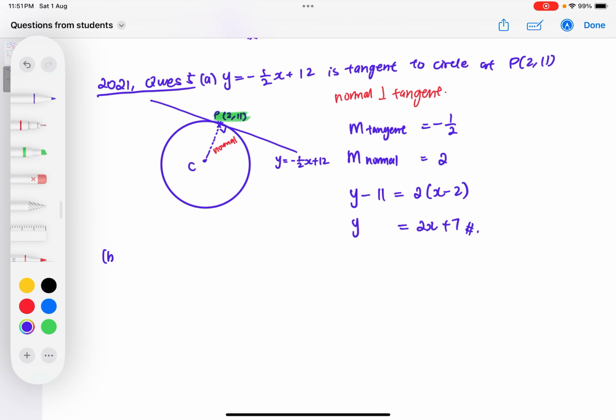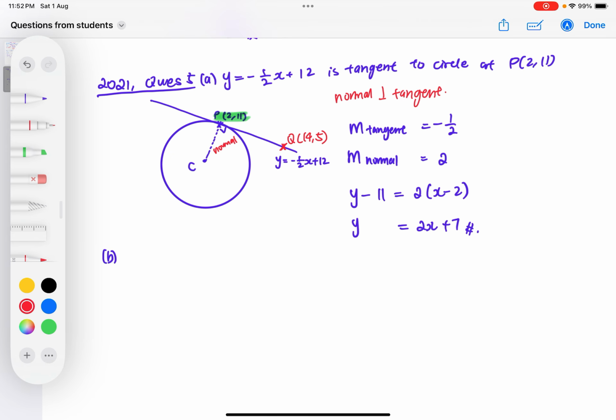Okay, let's look at part B. We are told that another line L1 intersects the tangent at P at the point Q (14, 5). So maybe somewhere here. Okay, maybe this is point Q (14, 5). You're also told that L1 is parallel to the x-axis and L1 passes through the center of the circle.